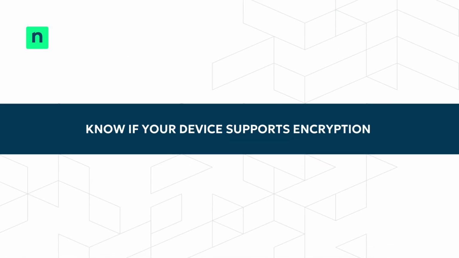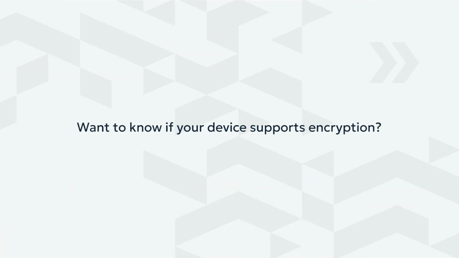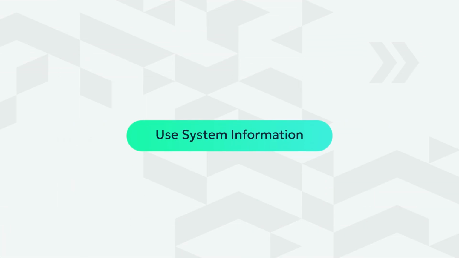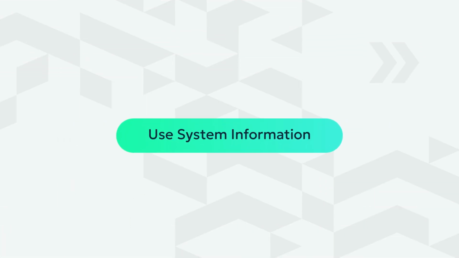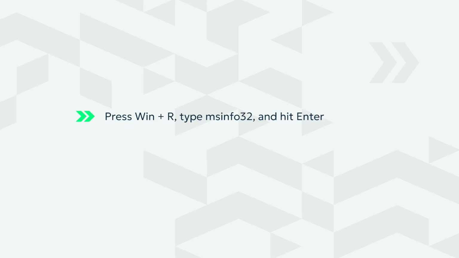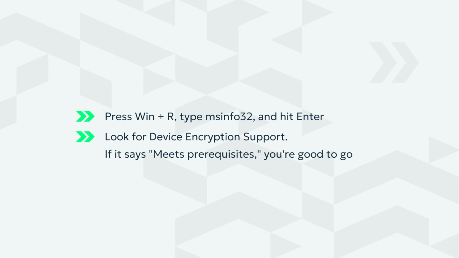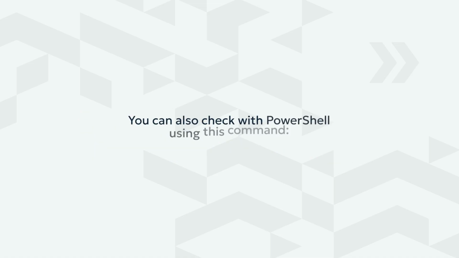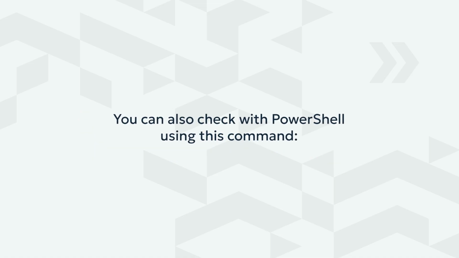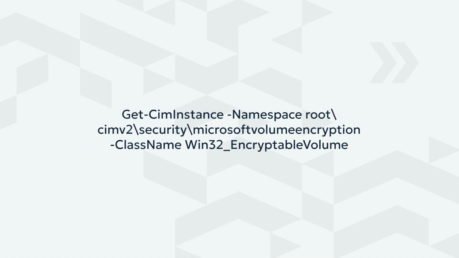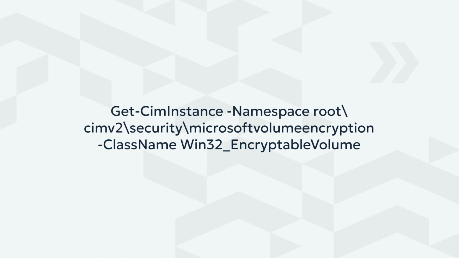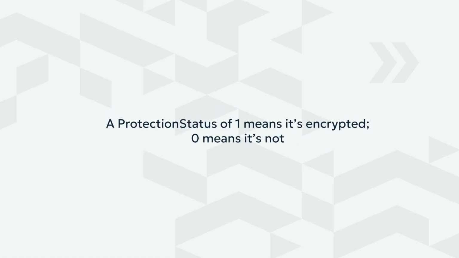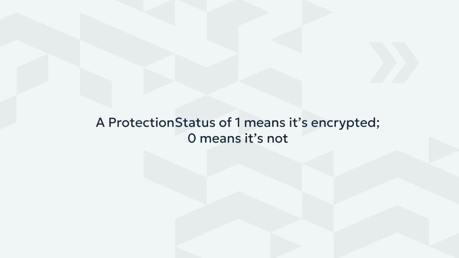Know if your device supports encryption. Want to know if your device supports encryption? Use System Information. Press Win+R, type msinfo32, and hit Enter. Look for Device Encryption Support. If it says meets prerequisites, you're good to go. You can also check with PowerShell using this command. A protection status of 1 means it's encrypted, 0 means it's not.